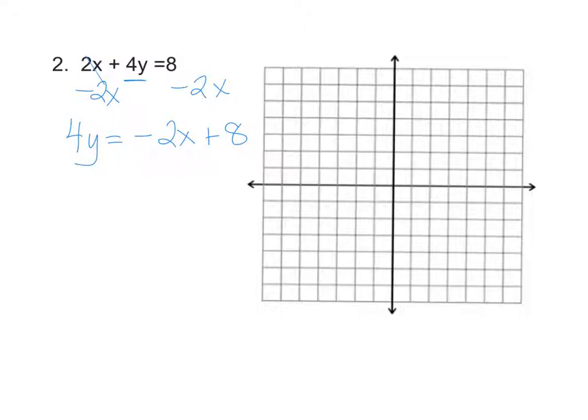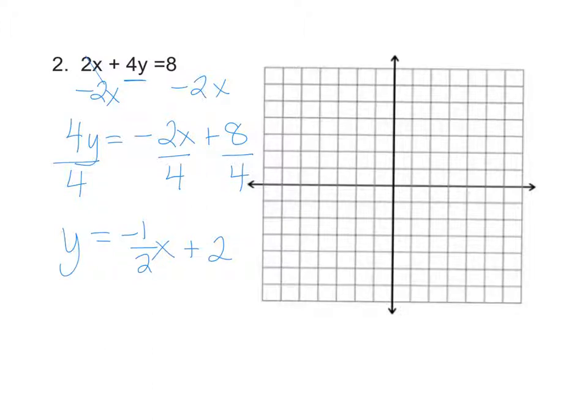Still not? What do we have to do? Get rid of the 4. And it's multiplied by the y, so how do we get rid of it? Divide. We're going to divide everything by 4. Every term by 4. So we're left with y equals negative 2 over 4x, which reduces to negative 1/2 x, plus 8 over 4, which is actually equal to 2. Now we have the equation in slope-intercept form.